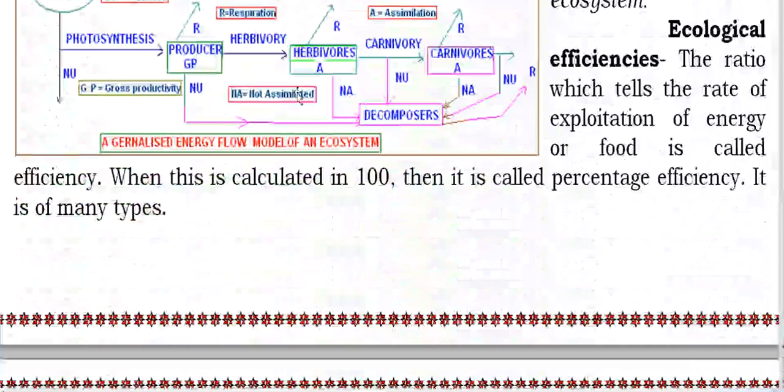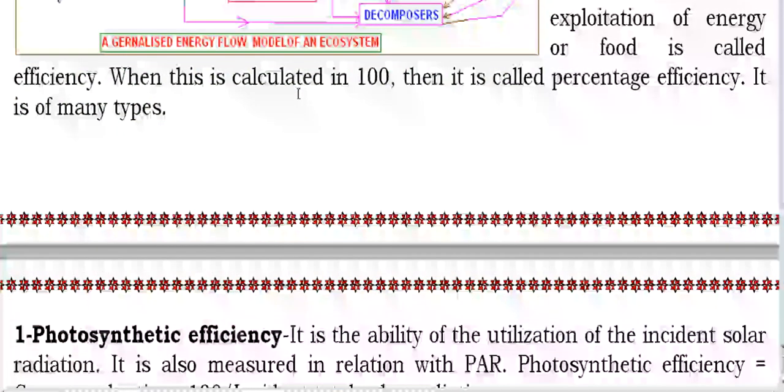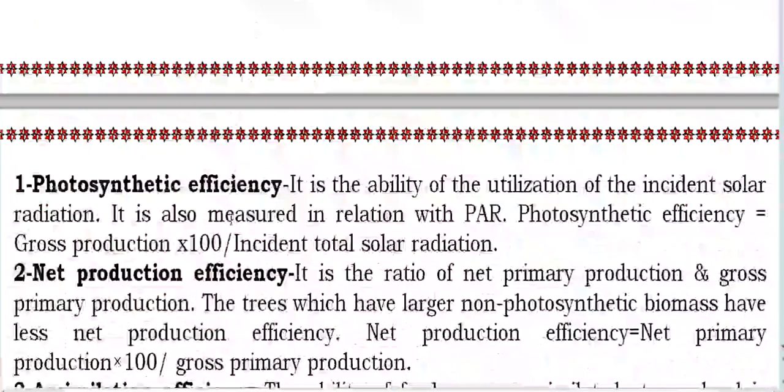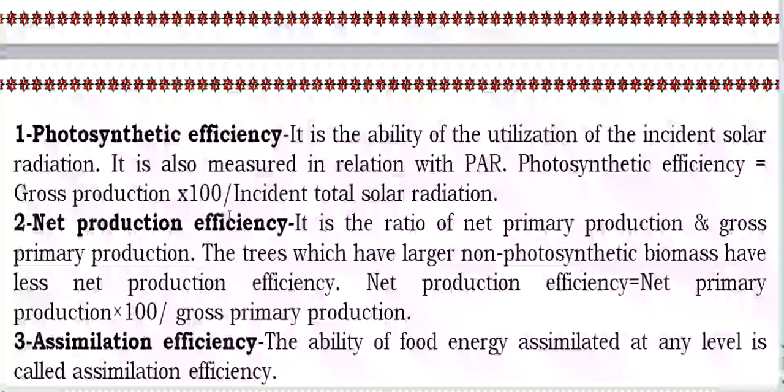Then there are the ecological efficiencies. Ecological efficiency is calculated as the amount of energy in percentage, multiplied by 100. Photosynthetic efficiency is the ability to utilize solar energy into chemical energy, that is, gross production multiplied by 100 upon incident energy.